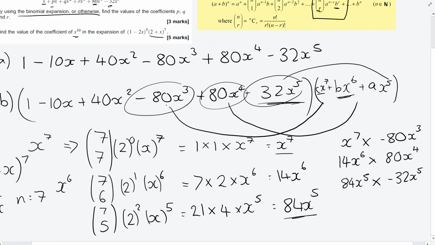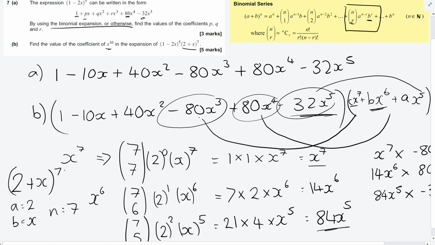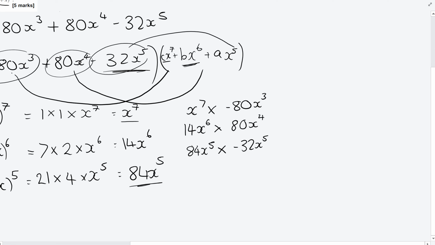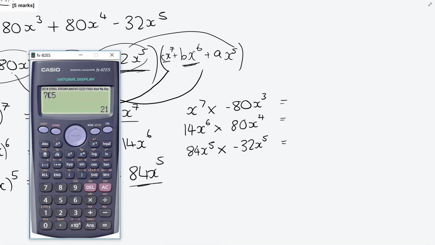Now, that's all the ways in which, from the expansion of 2 plus x to the 7 and the expansion of 1 minus 2x to the 5, I can get an x to the 10 term. I can't get an x to the 10 term out of this one, 40x squared, because I would need to be timesing that by an x to the 8 term, which doesn't exist. So these are the three ways in which I can get my x to the 10 term. And each of these is going to be added together.